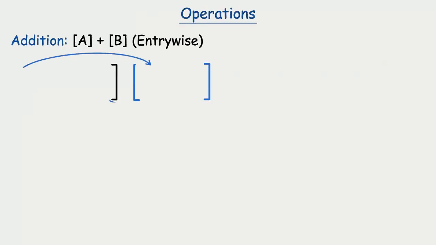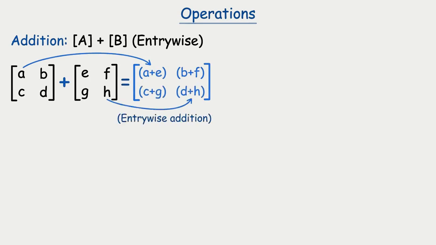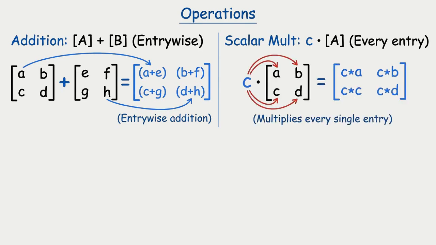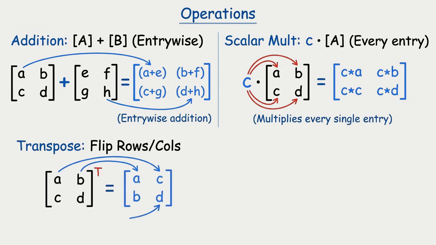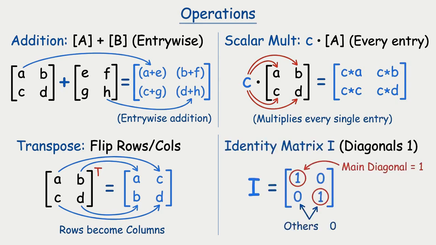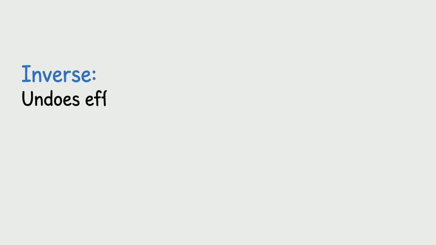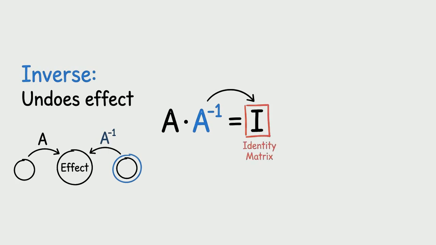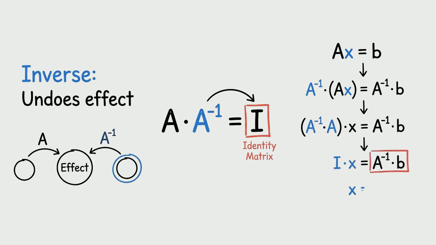Now let's talk about operations. You can add matrices of the same size by adding each corresponding entry. You can multiply a matrix by a scalar. Just multiply every entry by that number. The transpose of a matrix flips its rows and columns. The identity matrix is like the number 1 for matrices. It doesn't change anything when you multiply by it. And the inverse of a matrix, when it exists, is the matrix that undoes its effect. If A times A inverse equals the identity, then A inverse times B gives you the solution to AX equals B.